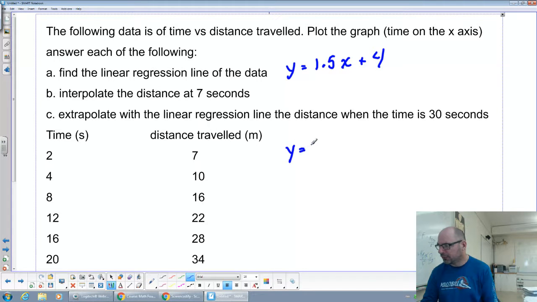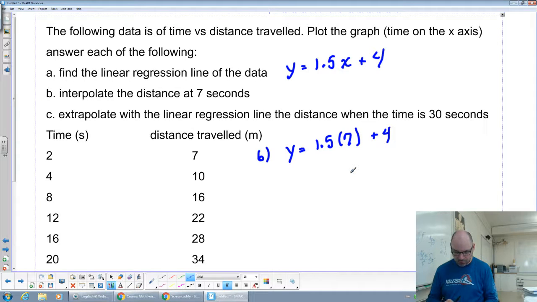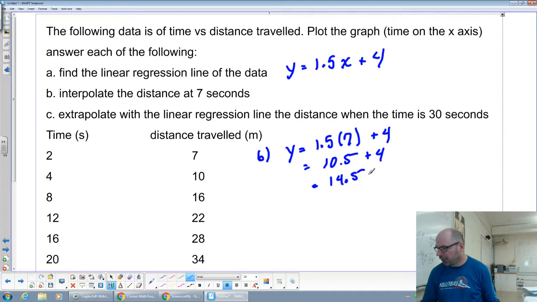Let's do y equals 1.5, put in the 7 seconds, plus 4. Okay, 1.5 times 7 we have to do. So that's 10.5 probably, but let's double check. 10.5 plus 4, okay, that would equal 14.5 meters is what we have. So that answers that one.